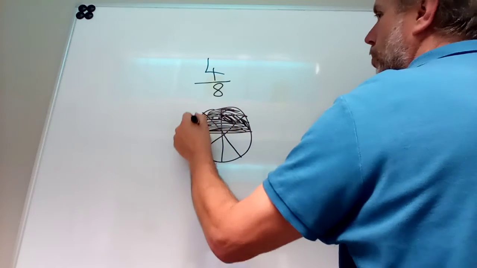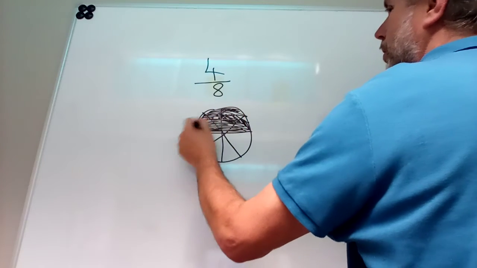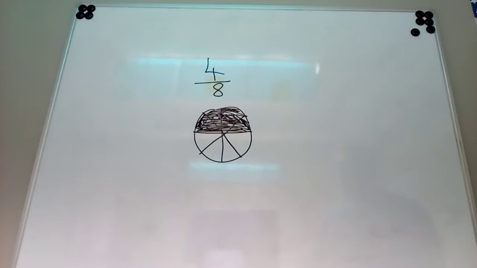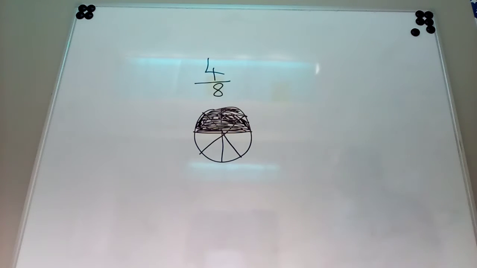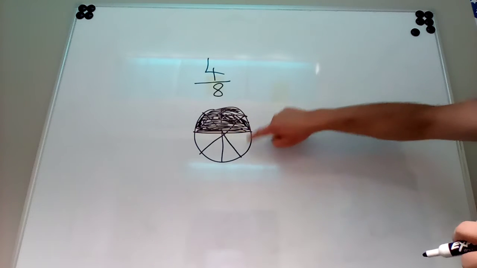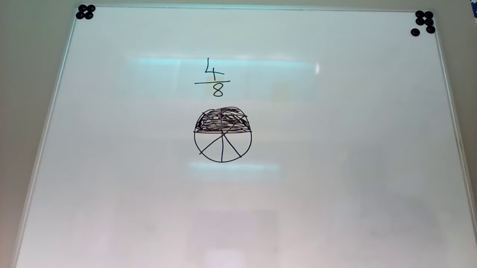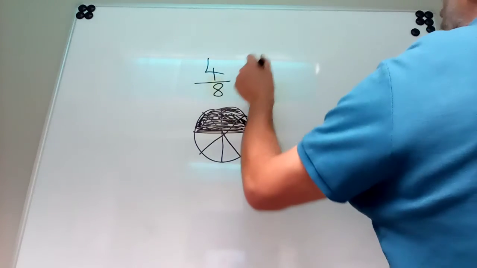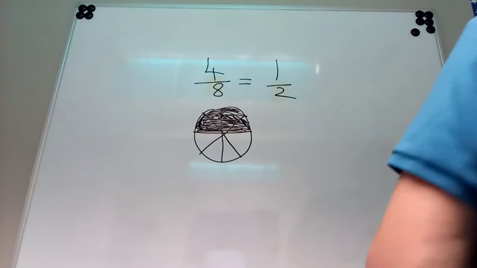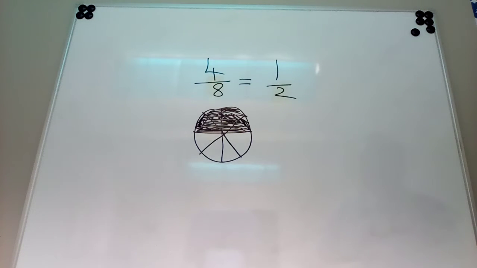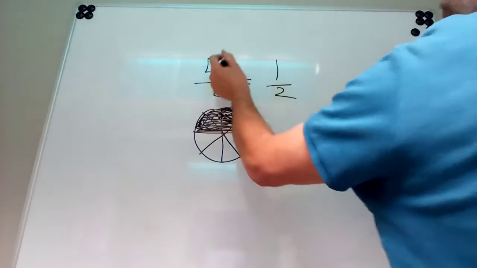Guess I could have done this on a PowerPoint and showed you a little better, but it's kind of fun to do this. So looking at that, how much of that pizza did I shade in? Well, I shaded in 4 out of 8 pieces. What else does it look like to you? It looks like you shaded in exactly half of it, and you would be right, because 4/8 equals 1/2. Now, how do we figure that out? That's called reducing a fraction. We're going to reduce it from 4/8 to 1/2.